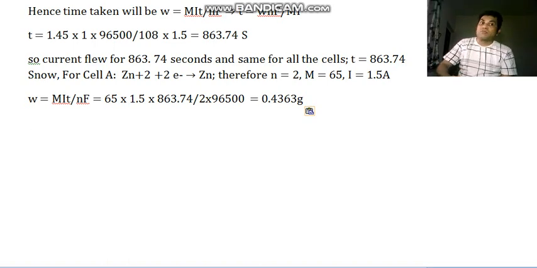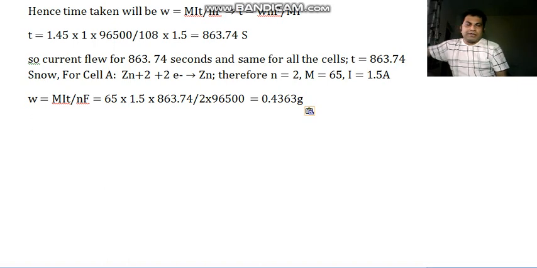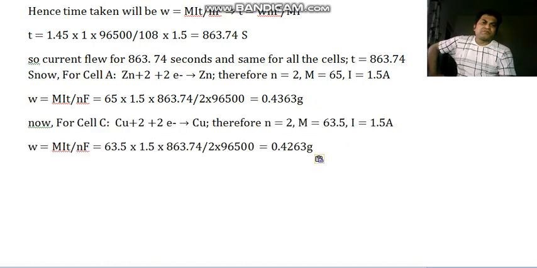Okay, so I don't think આમાં તમને કઈ પ્રોબ્લેમ હશે. Okay, so now for cell C, and cell C here also very interesting. Cu plus 2 એમાં પણ બે ઇલેક્ટ્રોન છે. M 63.5 છે, I છે, બધું છે.